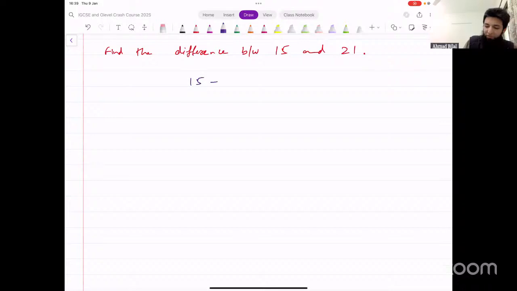Do we just do 15 minus 21? Because that is going to be -6. No, whenever they ask about difference, the result is always going to be positive. So you always do the bigger number minus the smaller number. So what's the bigger number here? The bigger number is 21. You subtract from that the smaller number, which is 15. So 21 minus 15, that is 6. You always subtract the smaller number from the bigger number. That's what you always have to do.